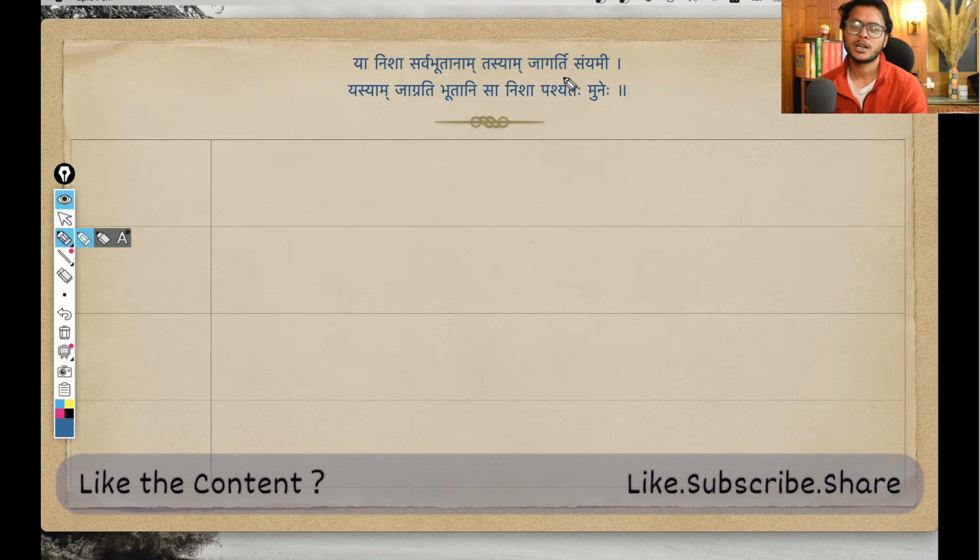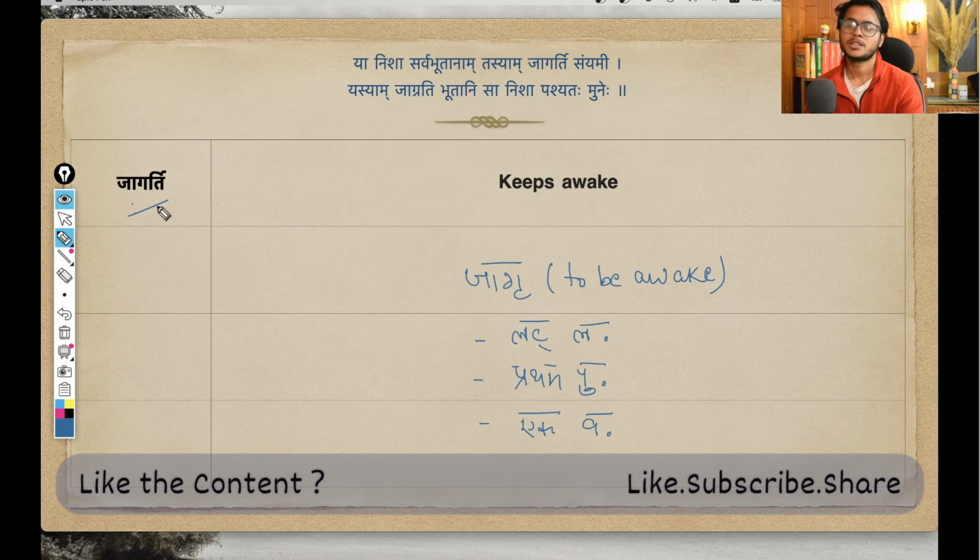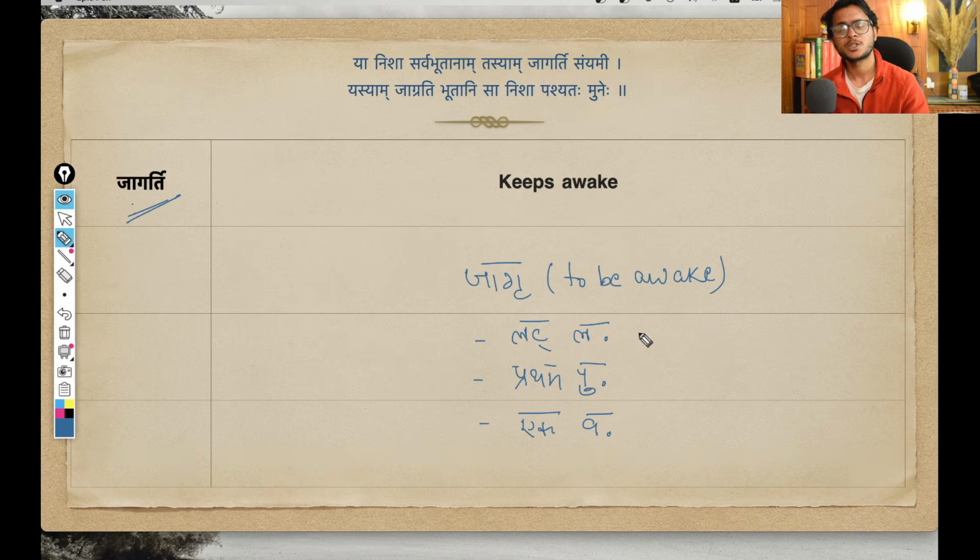Okay, so in this shloka, we find two Kriya Padas, Jagarti and Jagrati. So we will start with this first one, Jagarti. And Jagarti, this Kriya Pada is coming from Jagra dhatu. Jagra dhatu means to stay awake, to be awake. And the form here is Lat Lakara, Prathama Purusha, Ekavachanam. Okay, so Jagra dhatu in these properties becomes Jagarti, that he or she keeps awake.